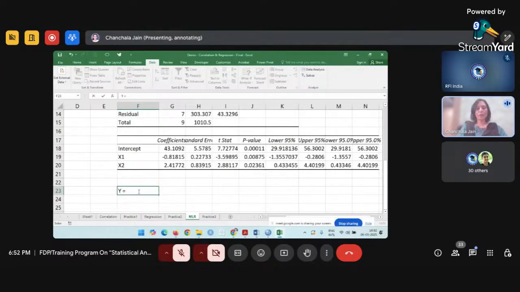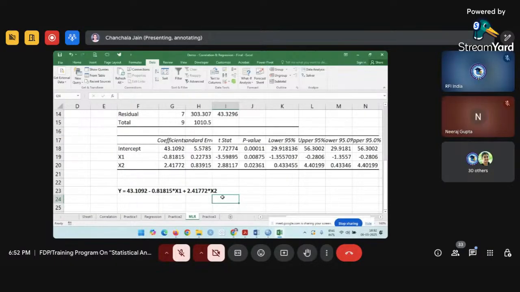So you can write y equals 43.1092 minus 0.81815 multiplied by x1 plus 2.01772 multiplied by x2. This will be your model or equation, right? Clear?